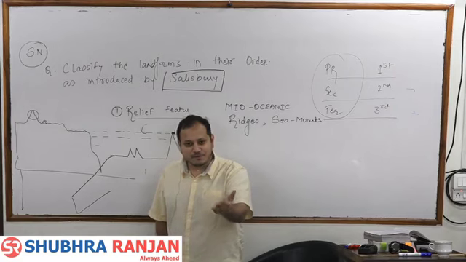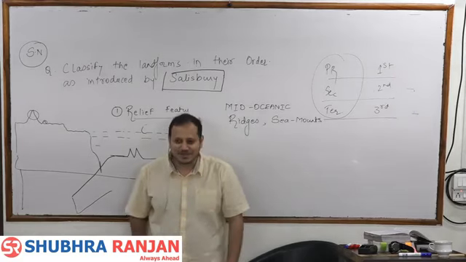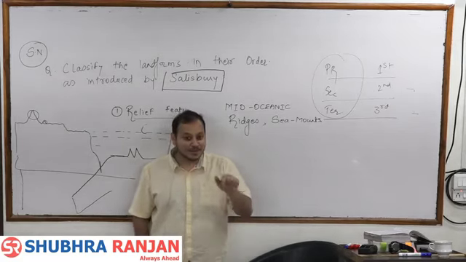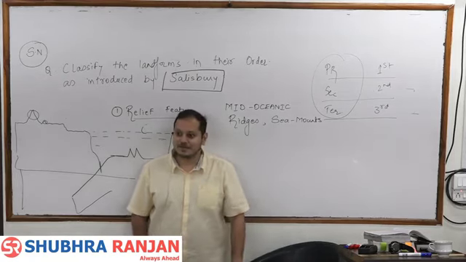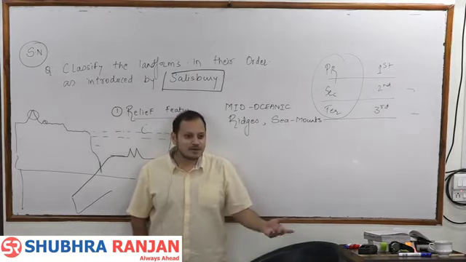Now, is the Great Plains endogenetic or exogenetic? Great Plains, where we are, exogenetic. So how can we conclude?